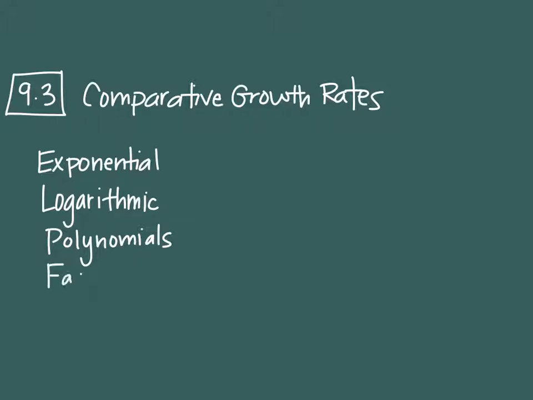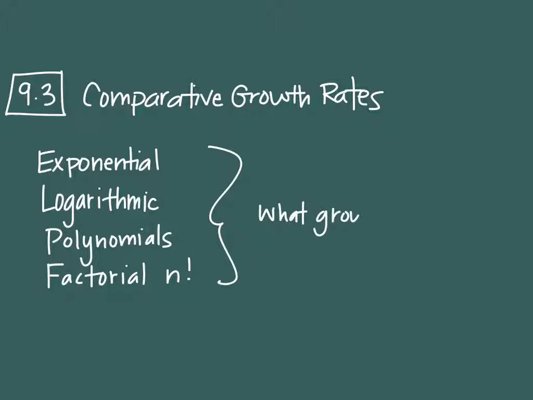Factorial functions. A factorial function is something with that exclamation point, a factorial, for sure. As long as you keep multiplying, that's going to grow to infinity as well. All right, so how do we rank those, compare their growth rates? What grows fastest? The graph? Well, let's take a look.